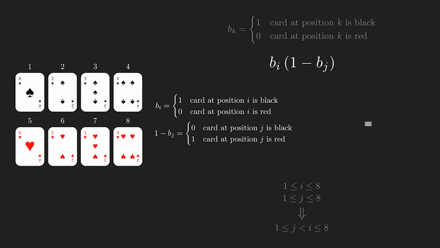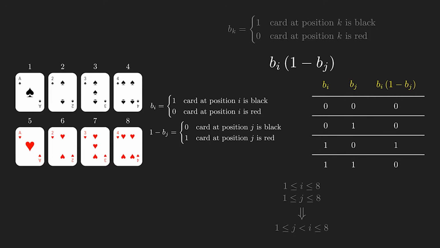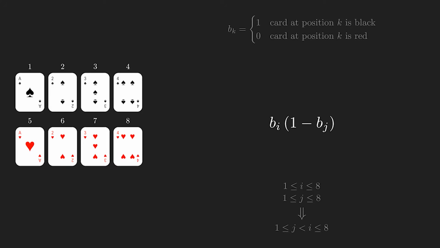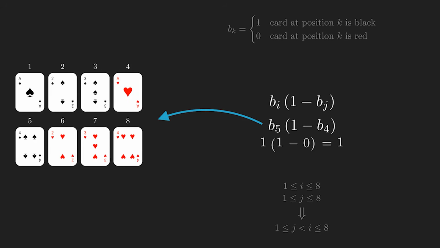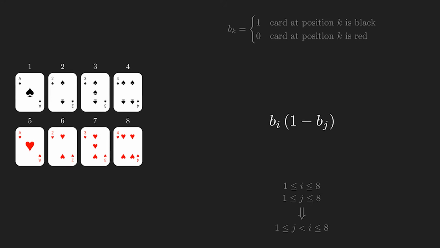So, what this means is, when we multiply these two terms, the product will be 1 if and only if the card at position j is red and the card at position i is black. In any other scenario, at least one of these terms will be 0, meaning that the product will also be 0. Since i always has to be greater than j, this means that if the product is 1, it must represent a black-red inversion, in which a red card comes before a black card. So now we've successfully created an expression that will evaluate to 1 if the cards at position i and j represent a black-red inversion, and 0 otherwise.